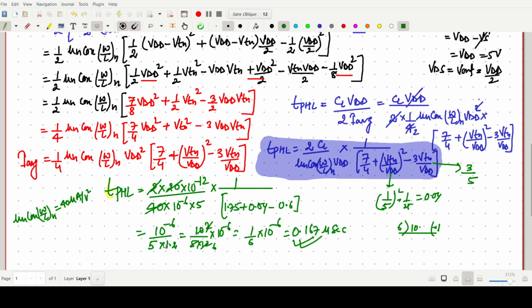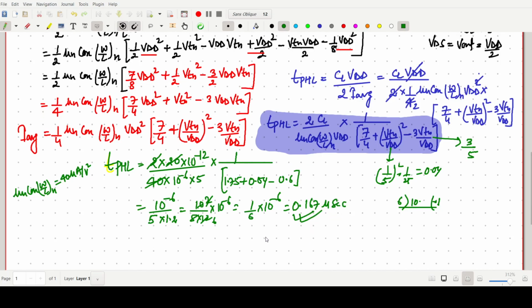Okay, so once again, actually I have remembered this one, but for timing, you can solve 10 to the minus 6 by 12.5 into 1.6. It will come 1.67 microsecond. So this value tau phl will be 0.167 microsecond, which is the correct answer.